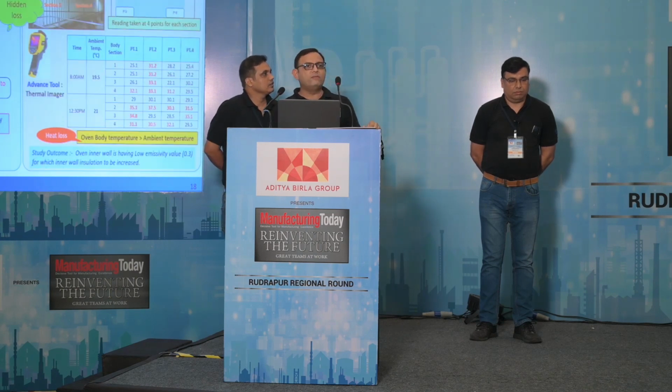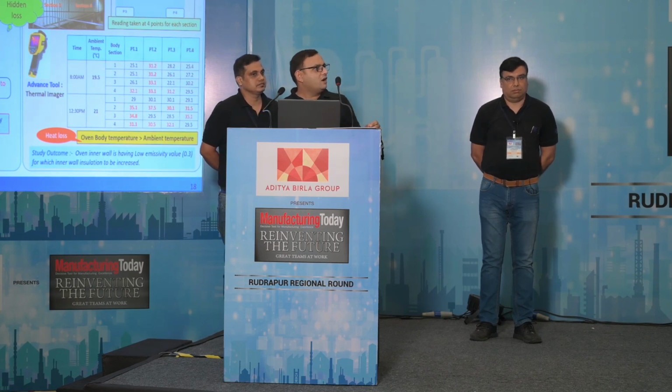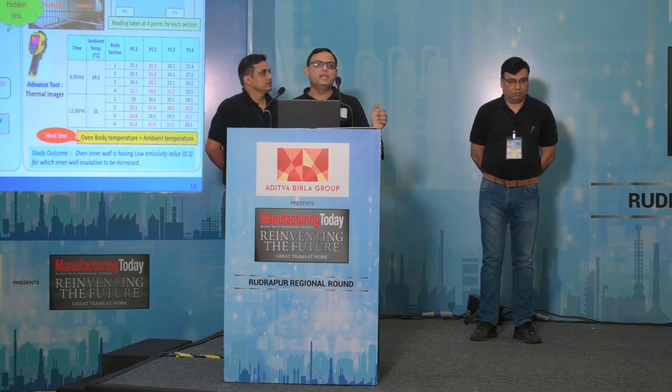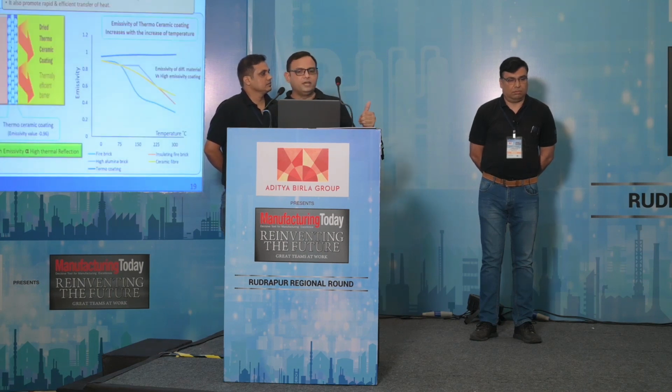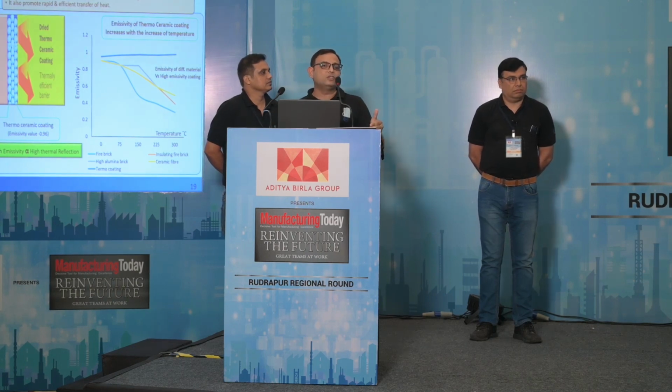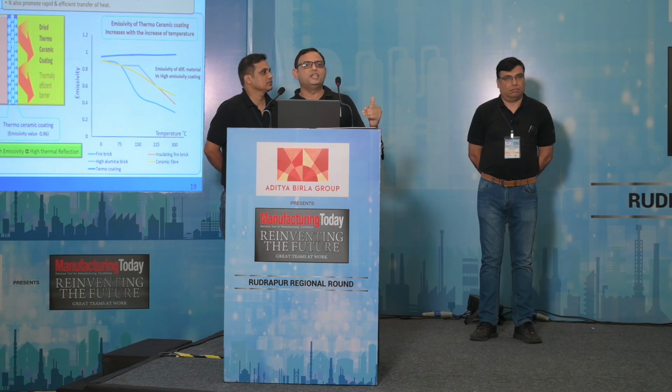Moving further, we again checked the temperature of the oven wall with a thermal imager, and when we analyzed the data, we found that the temperature of the oven wall is nearly 10 degrees centigrade higher than the ambient temperature. So we wanted to reduce this loss. We selected a newly developed technology, thermoceramic coating, whose emissivity is nearly 0.96. What does emissivity do? Emissivity reflects the heat back into the system and does not allow it to penetrate into the GI sheet.